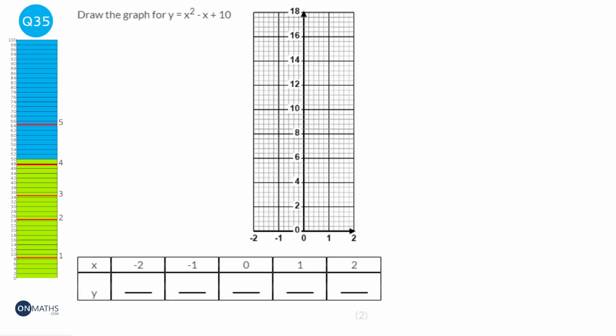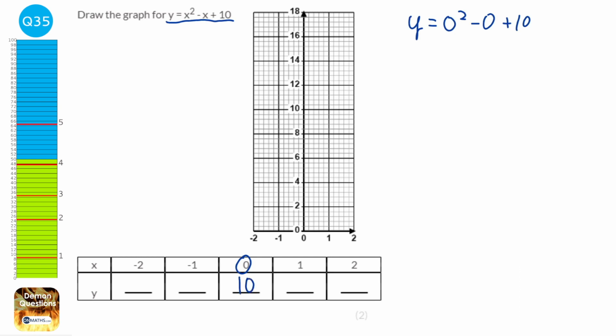So we're going to start off with x equals 0. And we're going to write out this equation, but with 0 every time it says x. So it's going to be y equals 0 squared minus 0 plus 10. Well, 0 squared is just 0, so 0 take away 0 is just 0, plus 10 is just going to be 10. So the answer there will be 10.